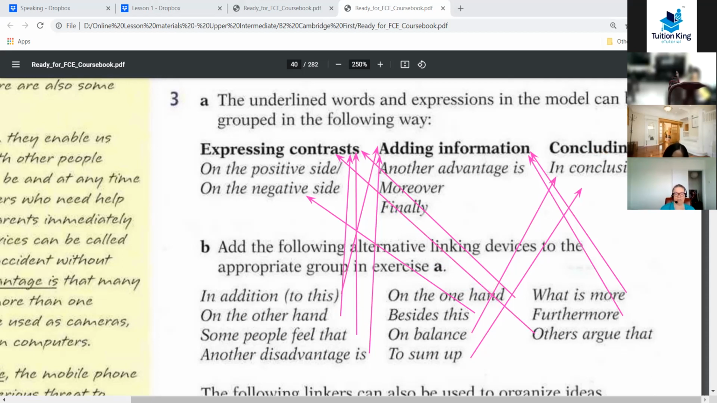Does anyone have any questions? No? Okay, so if you need to make a note or if you want to take a screenshot of this, you can, because these linkers are very useful to use in your writing exam, particularly in the essay, okay? And they're called formal linking devices. And this is what they do, all right?